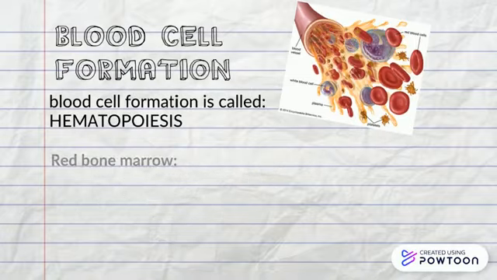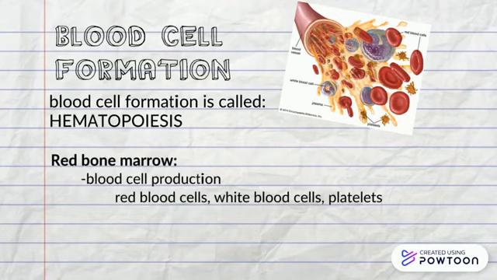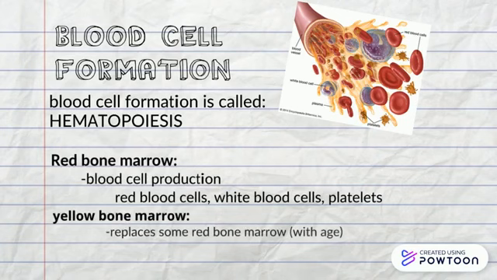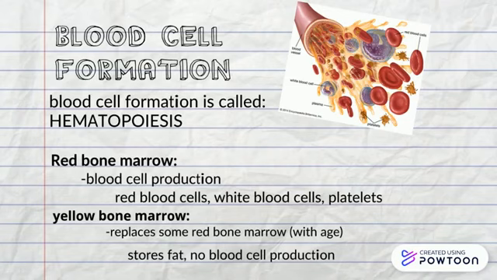The first is the red bone marrow. This is where red blood cells, white blood cells, and platelets get produced. The second is the yellow bone marrow. This bone marrow replaces some of the red bone marrow when there are changes to age, it stores fat, and there are no blood cells being produced.